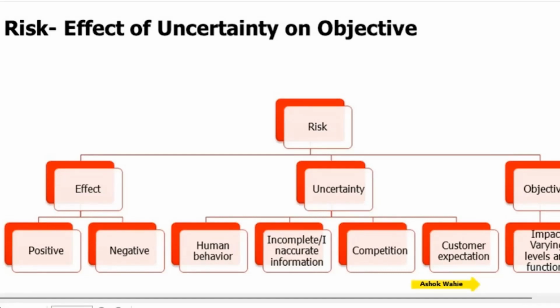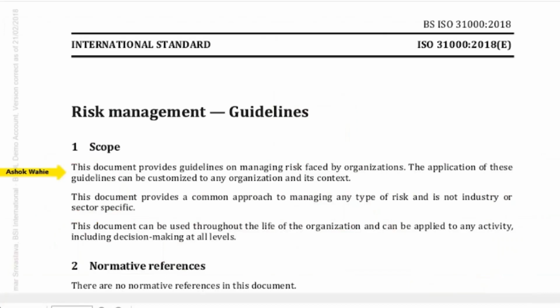Whatever we have said so far, we only bring out the vulnerabilities, we bring out the threats, but the effect of these uncertainties on objectives needs to be very clearly described when we identify the risk. So keep this definition in mind. And the same definition is given in the standard. So I will refer to the definitions.